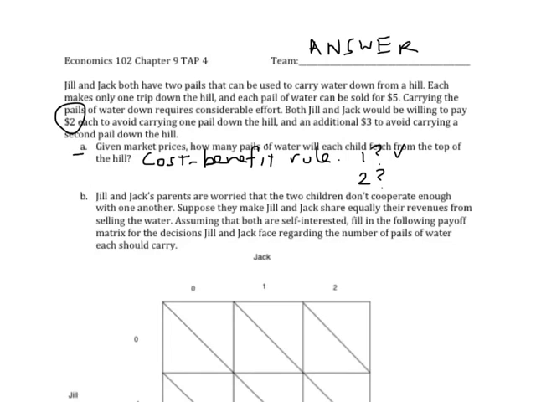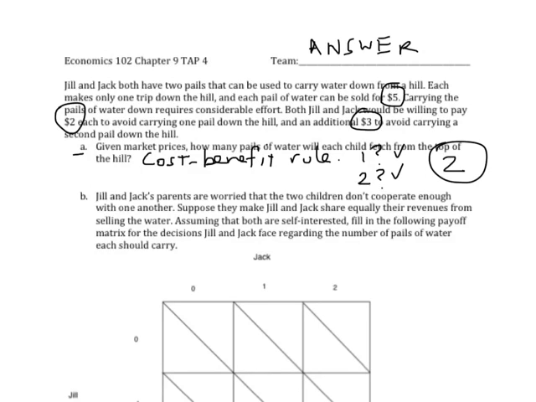Well, it costs her $3 worth of effort to get that second one down the hill, and she gets $5 for it. Well, $5 is bigger than 3. She'll bring it down. That first part, there's not a whole lot interesting going on there, but it sets us up for the next part. So 2 is the answer, and it's true for Jill.